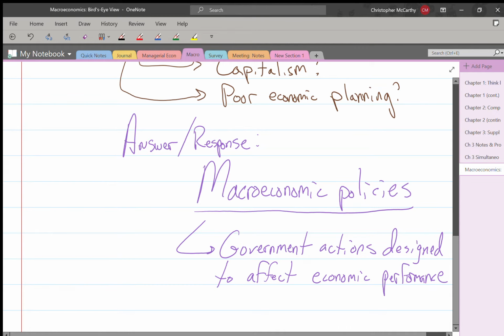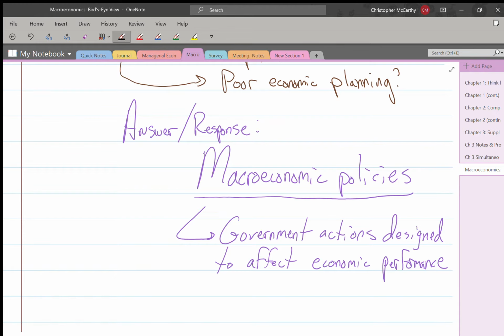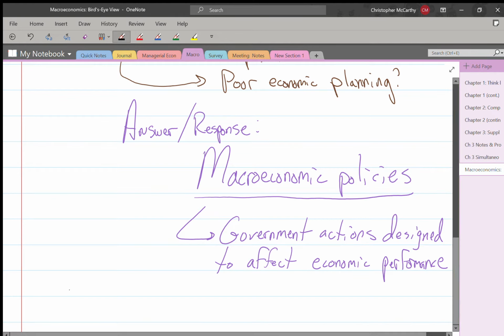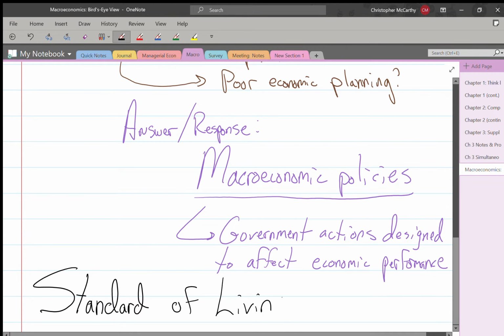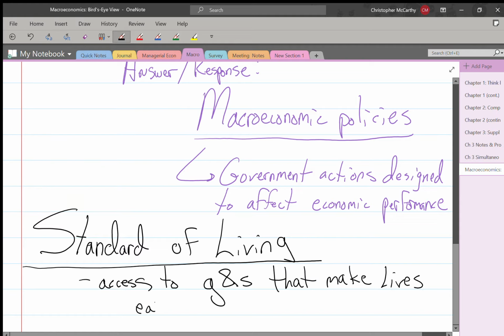And so when the government is looking at what policies they should put into place, well, what are they going to look at in terms of a metric, right? What are they going to look at in terms of, well, how well are people doing? So to answer that question of how well people are doing, we have this notion called the standard of living. And so the standard of living is the degree to which people have access to the goods and services that make their lives easier, healthier, safer, and just more enjoyable.